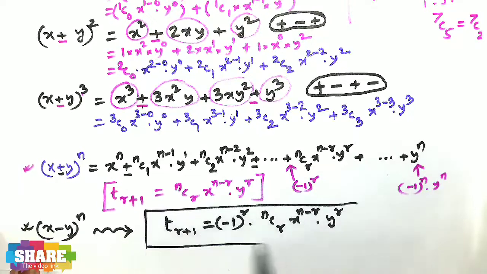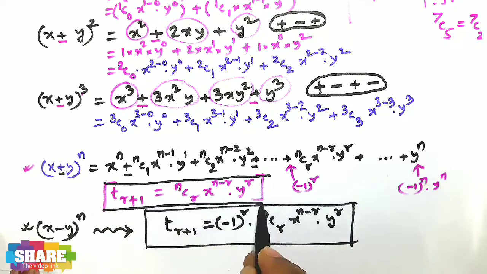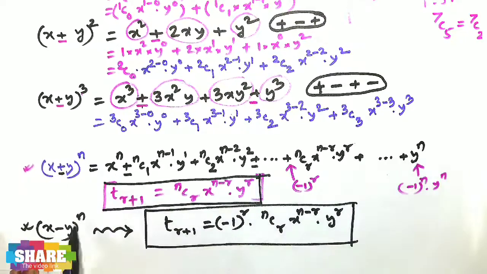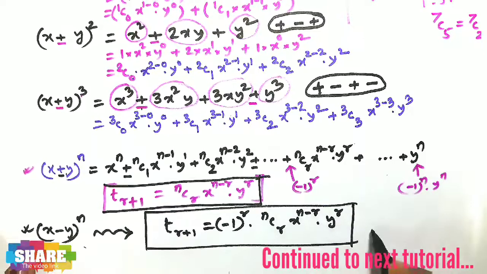So I have written two general terms respectively for (x plus y) whole to the power n and (x minus y) whole to the power n. The general term of (x plus y) whole to the power n is nCr x to the power n minus r into y to the power r, and the general term of (x minus y) whole to the power n is (minus 1) to the power r into nCr x to the power n minus r into y to the power r.